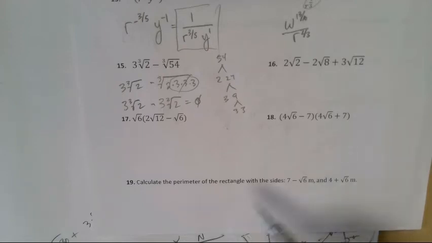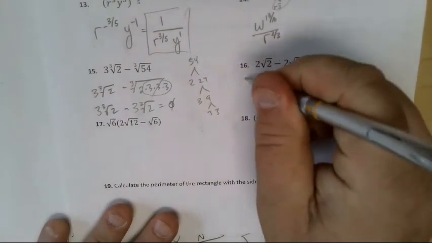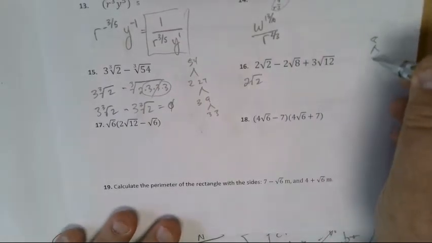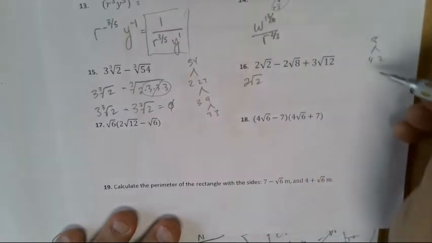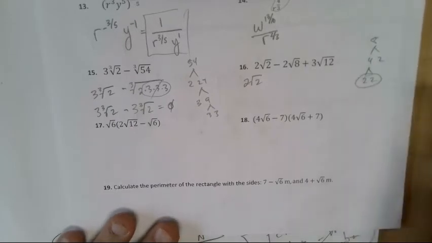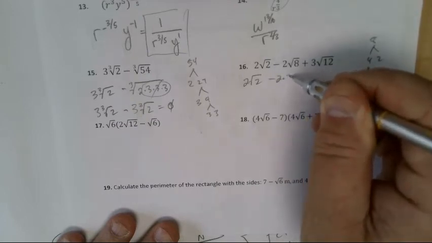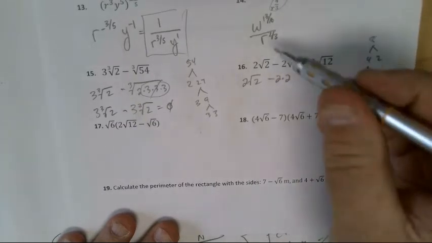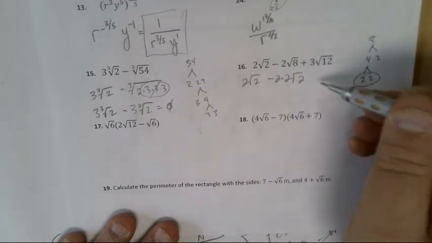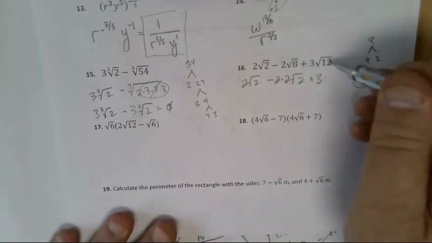Now, let's look at this one. 2 square root of 2. 2 I can't break down, so that one's done. 8. 8 is the same as 4 times 2, and 4 breaks down to 2 times 2. And I'm looking for pairs. There's a pair of 2's right there. So minus 2 times 2, the 2 that I'm going to pull out, times the square root of, there's the 2 that's left in there, plus 3 times square root of 12.